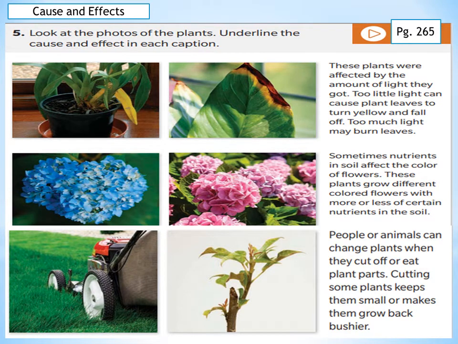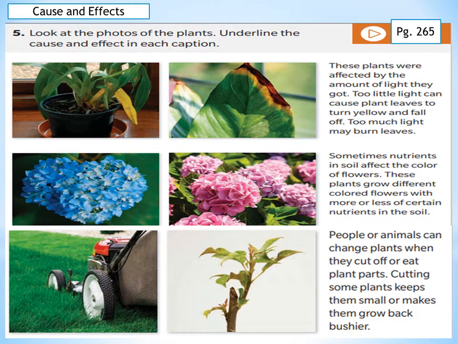We are still on page 265, cause and effects. Look at the photos of the plants, underline the cause and effect in each caption. Let's look at the first two pictures. These plants were affected by the amount of light they got. In the first picture, the plant got too little light. Too little light can cause plant leaves to turn yellow and fall off. In the second picture, the plant got too much light. Too much light may burn leaves.